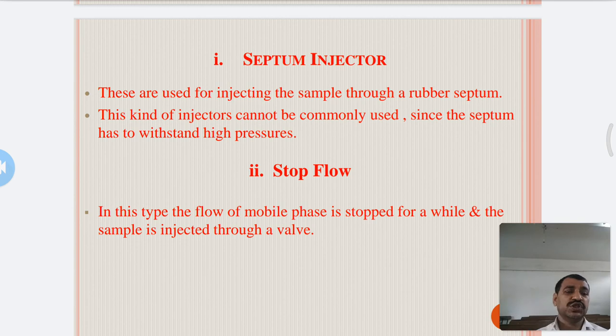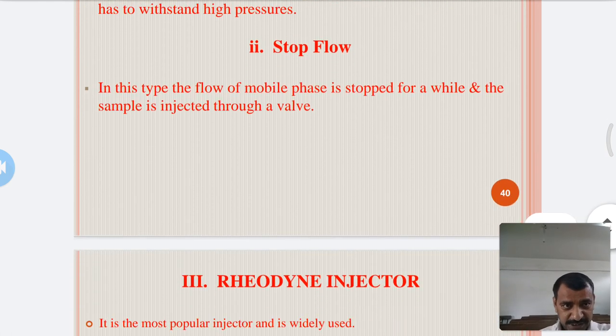So next is the stop flow method. Okay, stop flow method means if we need to inject a sample, at that time the pressure may be stopped. So in this type, the flow of mobile phase is stopped for a while and the sample is injected through a valve. Okay, this is the stop flow method.